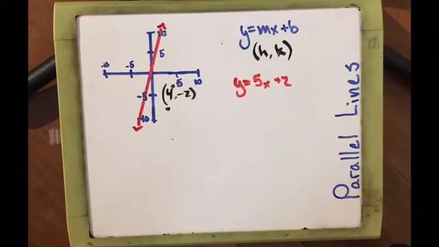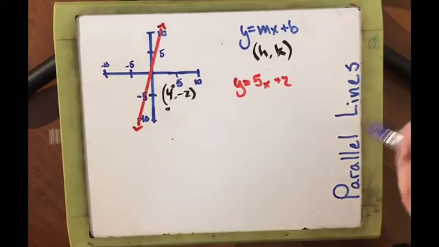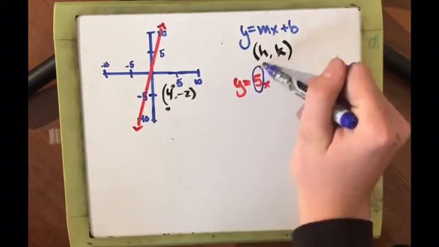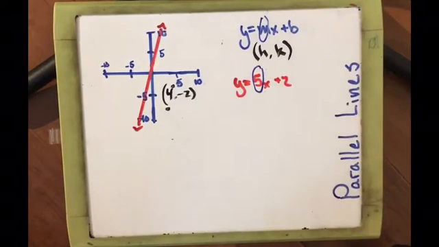Hello class! Today we're going to be learning how to write the equation of a parallel line through a given point. Since we already know that the slopes of two parallel lines are equivalent, we can take this value, which is m, and plug it in to our new equation.